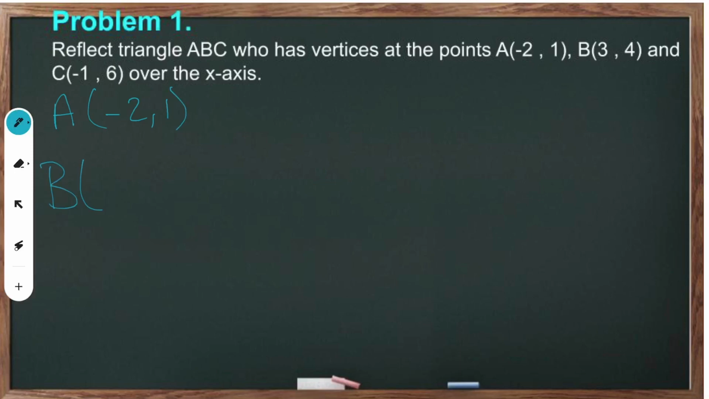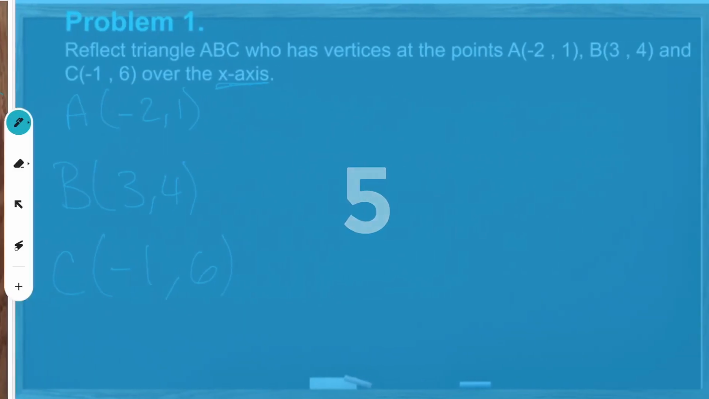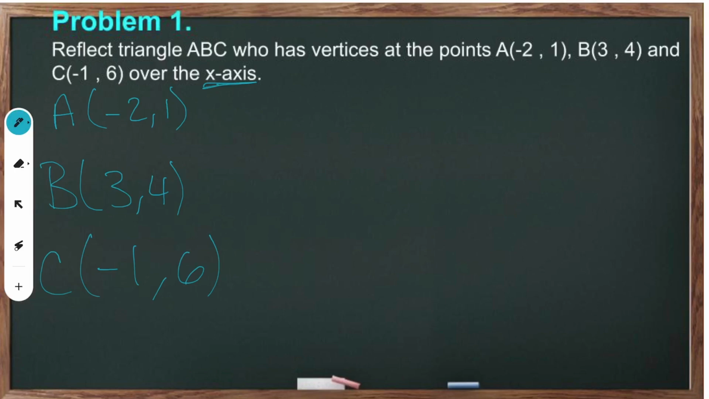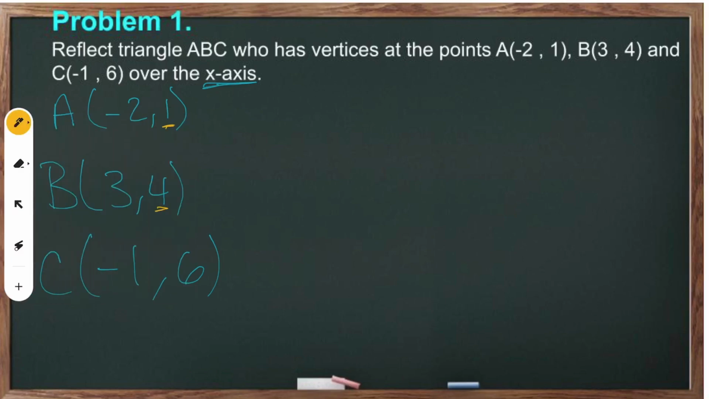B is at 3, 4, and C is at negative 1, 6. Since I am reflecting over the x-axis, if I go back to my previous slide, I see that when reflecting over the x-axis, we change the sign of my y value. So for each vertex, I'm going to be focusing on my y value, and I want to change the sign. If it's positive, it becomes negative. If it's negative, it becomes positive.